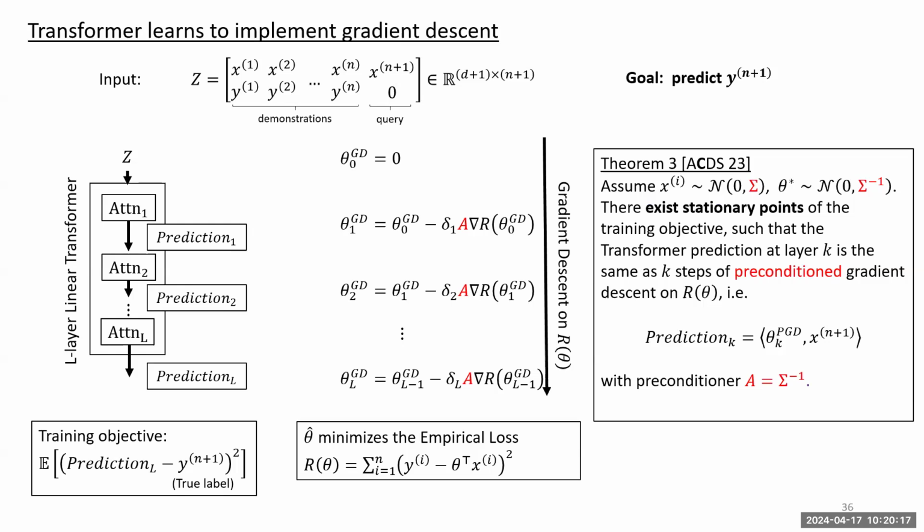Previously, we assumed that the covariance is drawn from the standard Gaussian, but instead, if the covariance is given by some ill-conditioned matrix sigma, then the transformer instead learns to implement preconditioned gradient descent, where the preconditioner is given by sigma inverse, and this is a bit reminiscent of Newton's method. So in terms of the assumption, we assume that the covariance of the features x and theta are related by this inverse relationship, and that's really a constraint.